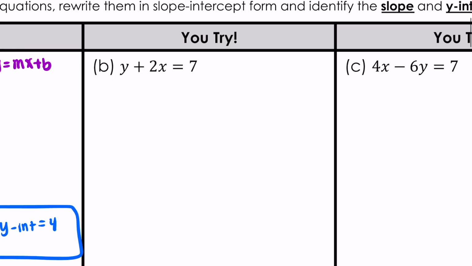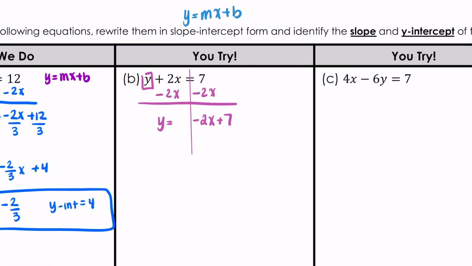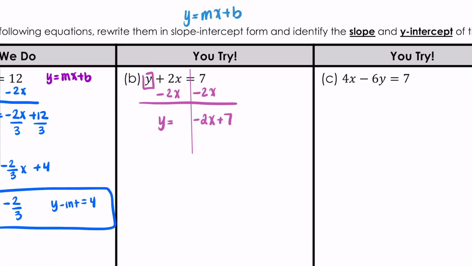So if I look at B, I draw a line down my equal sign for y plus 2x equals 7. I want to get my y by itself, so I subtract 2x, subtract 2x. And if I look, it's nice and quick. It's already in that form. Y equals negative 2x plus 7. So again, my slope is the number attached to x. In this case, it's negative 2. And my y-intercept is 7. So note, you can say b or y-intercept. It means the same thing.